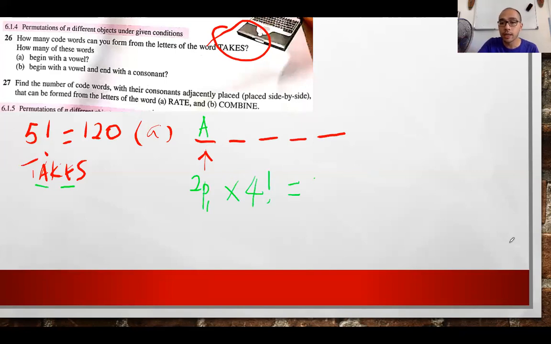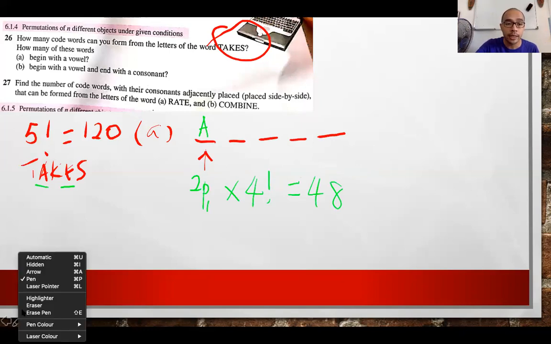If the first one can only be filled by a vowel, then you need to think how many vowels there are, and you can only put in one place. So it will be 2P1, and then the rest all I want to permutate it. So selebihnya adalah 4 factorial. So the answer will be 48. Notice that this answer is not more than 120. So we are safe lah.